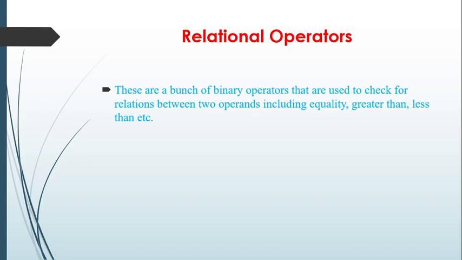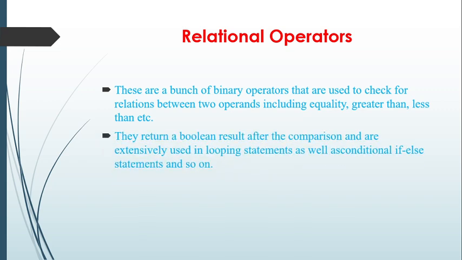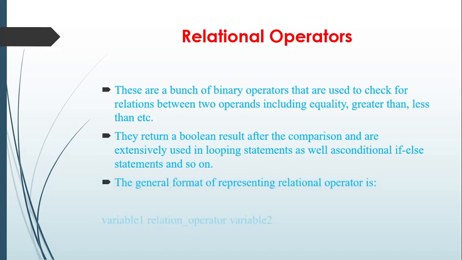These are a bunch of binary operators that are used to check for a relation between two operands, including equality, greater than, and less than. They return a Boolean result, that is, they return a true or false result after the comparison, and are extensively used in looping statements as well as conditional if-else statements and so on. The general format of representing a relational operator is variable 1, relational operator, and variable 2.